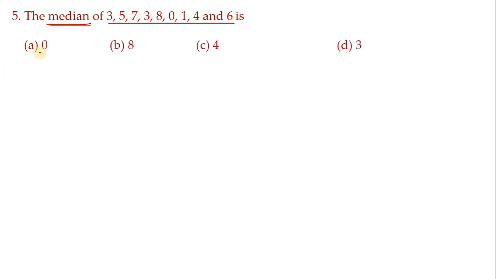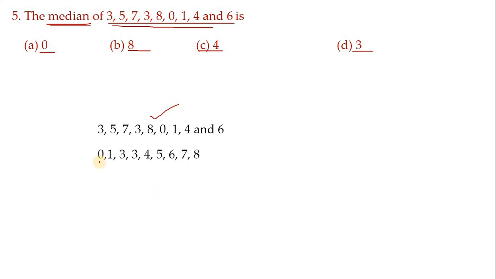Before that, let's see the options, children. 0 is there, 8 is there, 4 is there, and 3 is there. Now what I said, arrange these numbers in ascending order. See, I have taken all the scores they have given. Now I am going to arrange them. See, 0 I have written, 1 written, and 3 repeated 2 times, 4, 5, 6, 7, 8. So these numbers are now arranged in ascending order.